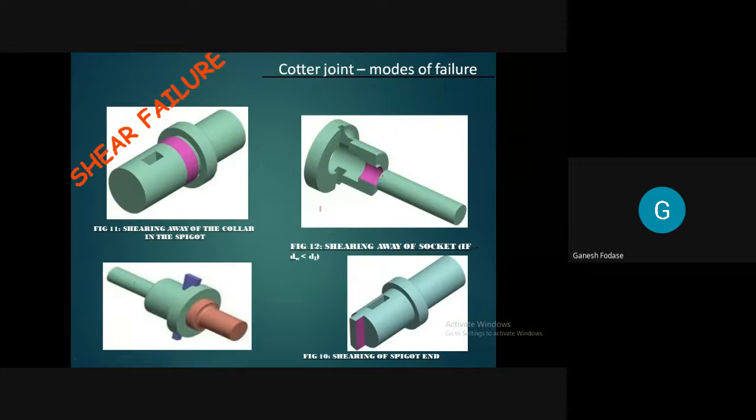Likewise, here also there is shearing failure. I'll show you this. Here also this is shearing failure. What happened? This part will get removed. This portion is shown here. This is shearing failure. As it is pulling here, this portion gets pulled out.